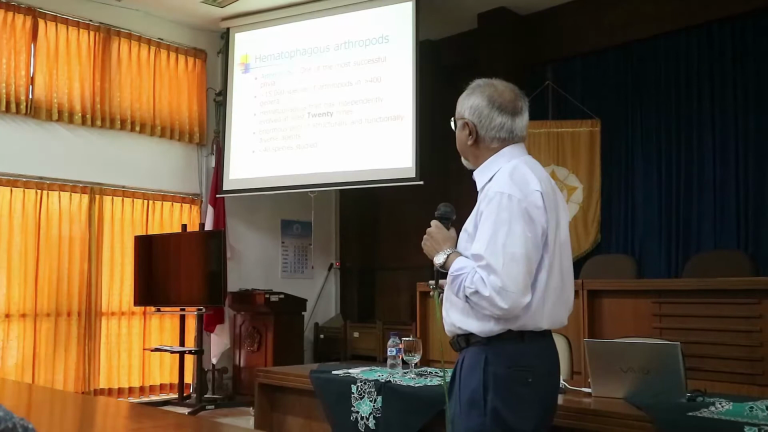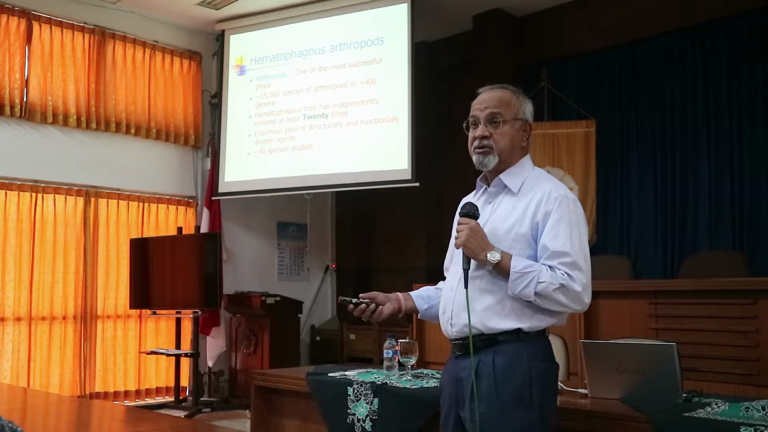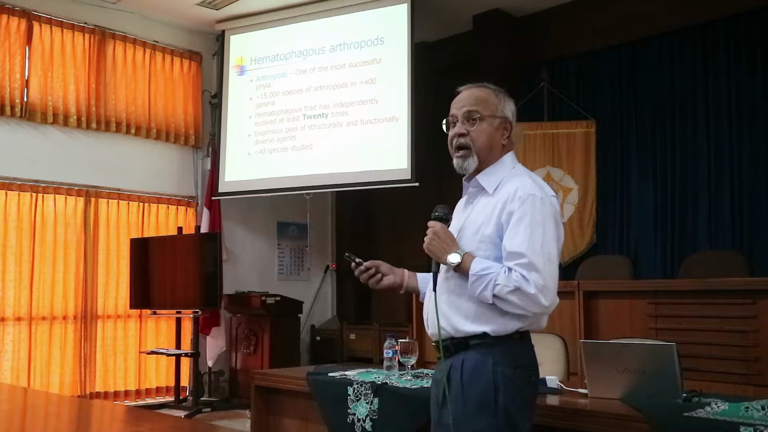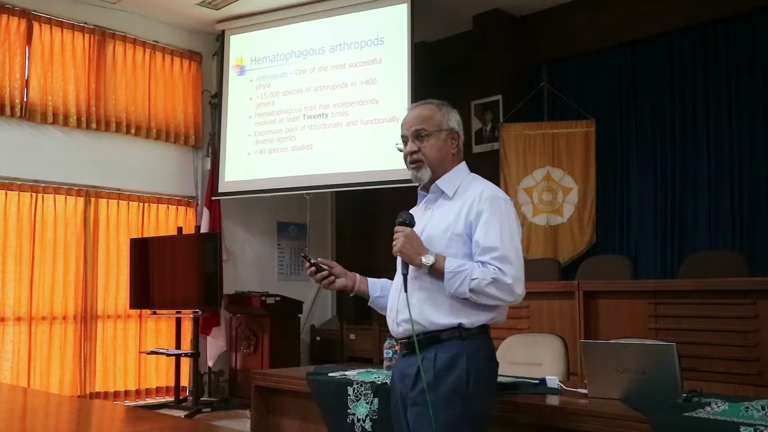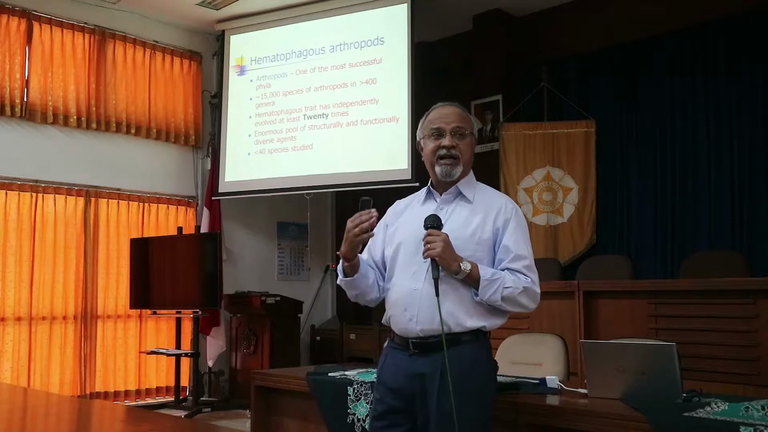And these are one of the most successful groups of arthropods. And among them, about 15,000 species of arthropods in more than 400 genera have a blood feeding habit. It's a huge number. Okay? And this hematophagous trait has independently evolved at least 20 times. So that means 20 times in geological time, independently, these blood feeding habits have come in.